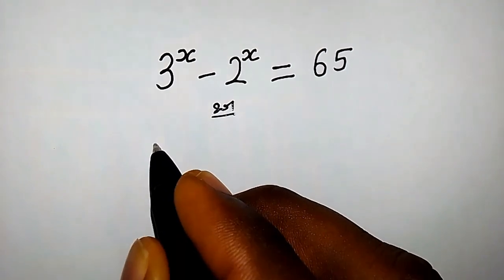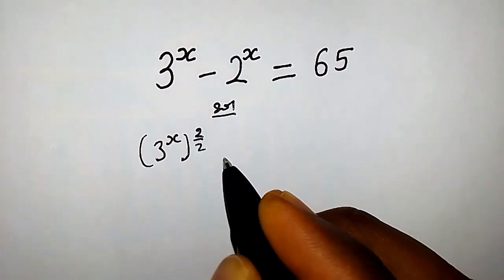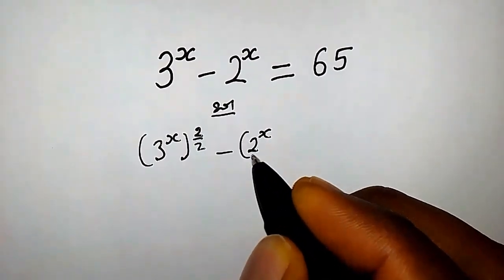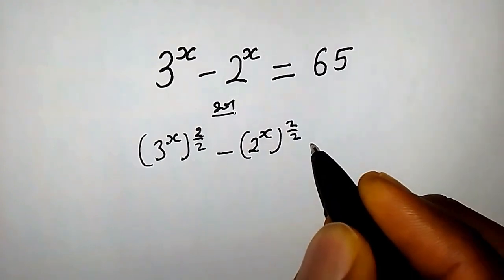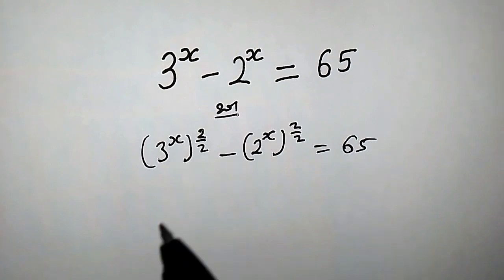3 to the power of x could be written as 3 to the power of x times 2 over 2, minus, likewise 2 to the power of x could be written as 2 to the power of x times 2 over 2, which equals 65. Nothing has changed because 2 over 2 will just give 1.